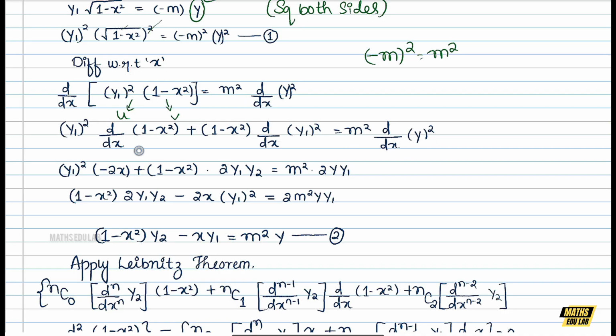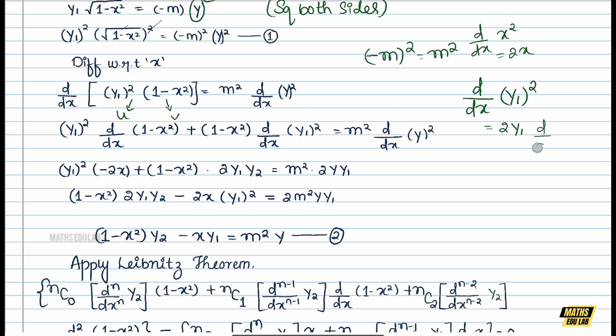Then solve this one. The derivative of 1 minus x^2 will be minus 2x. And then the derivative of (y1)^2. Just as the derivative of x^2 is 2x, similarly the derivative of (y1)^2 will be written as 2y1. Again, now follow the chain rule.